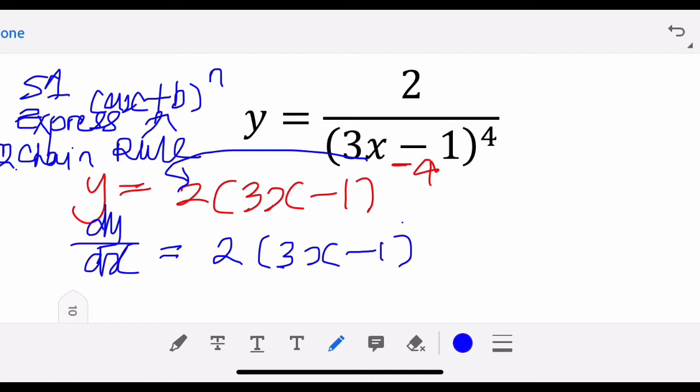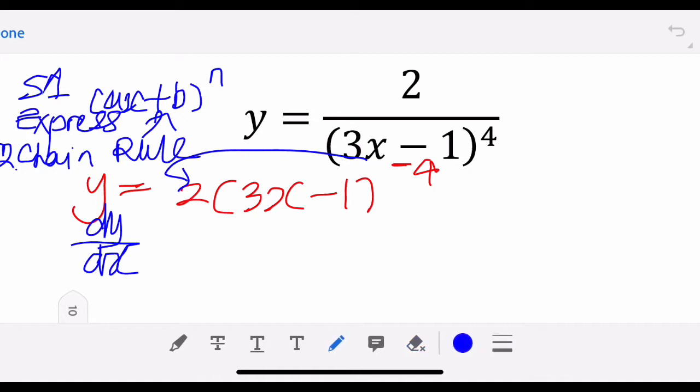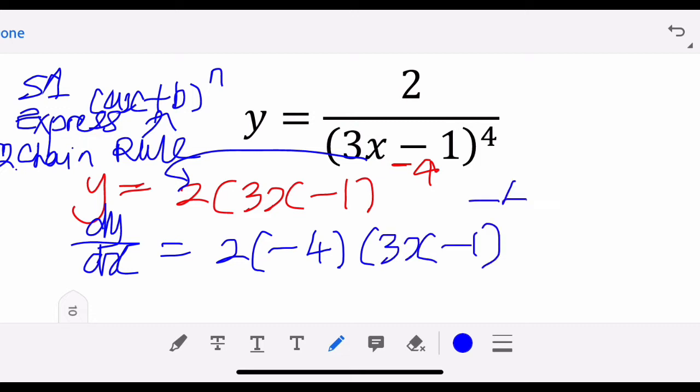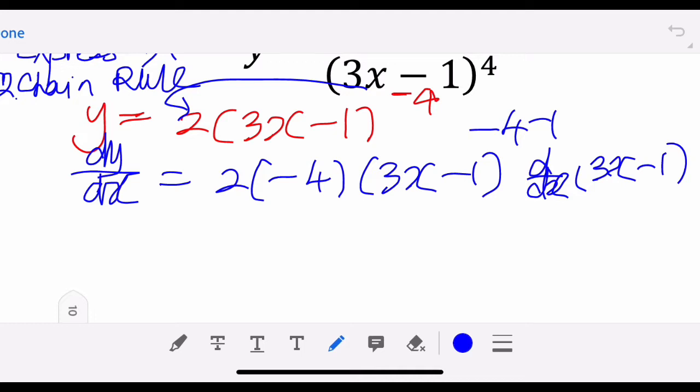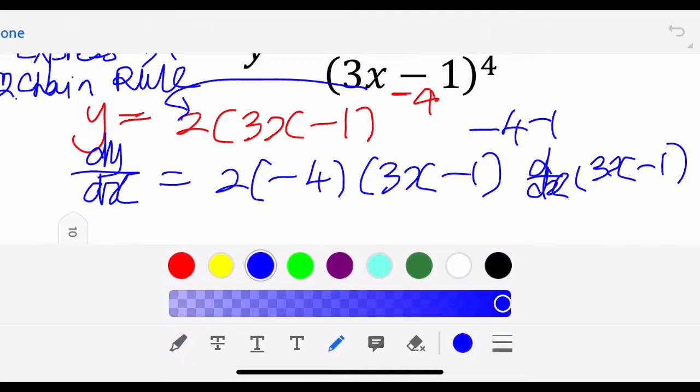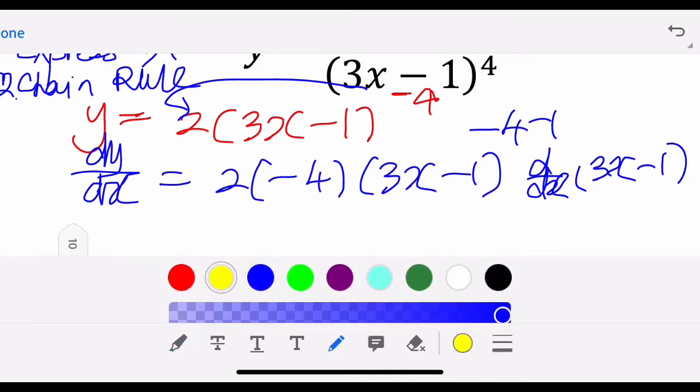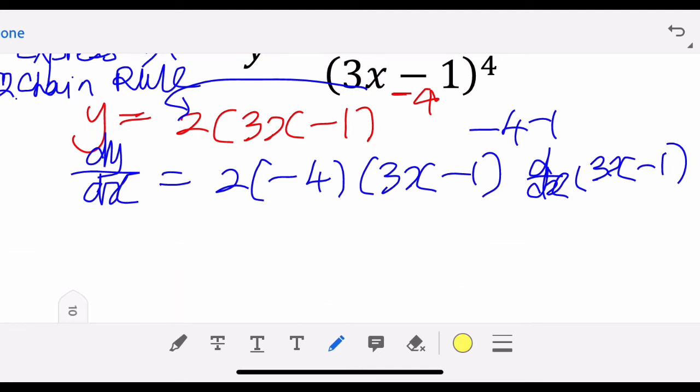Okay, then you have to bring down the power 2 to the front. After you bring down the power, you times with the 2, then you copy everything, 3x minus 1, then the power you have to minus 1, becomes negative 5. And don't forget, you have to differentiate in the bracket. This is the step that people always forget. So now you just differentiate the 3x minus 1, alright? Then you will have to simplify to the simplest form.